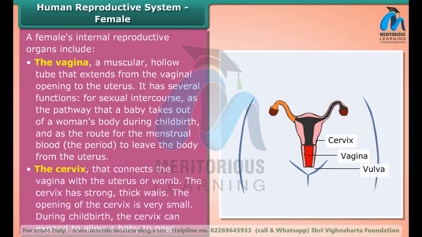The cervix connects the vagina with the uterus or womb. The cervix has strong, thick walls. The opening of the cervix is very small. During childbirth, the cervix can expand to allow a baby to pass.